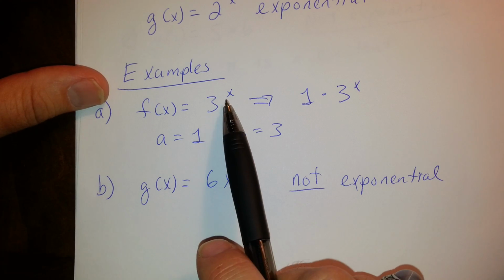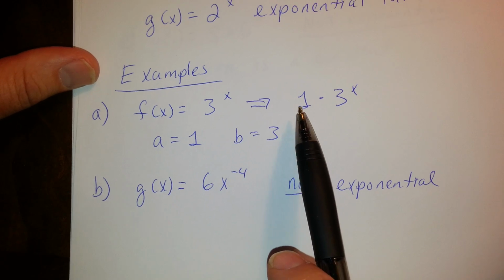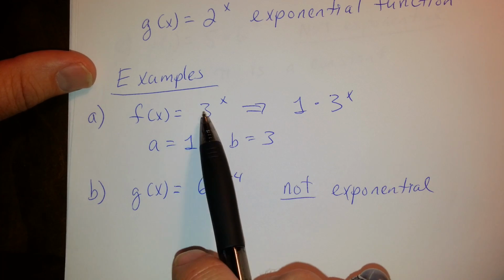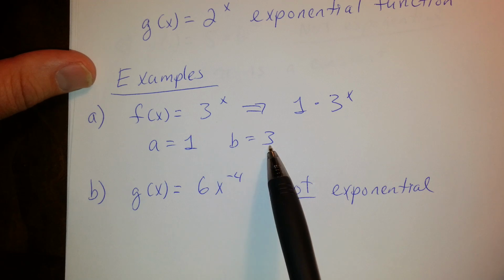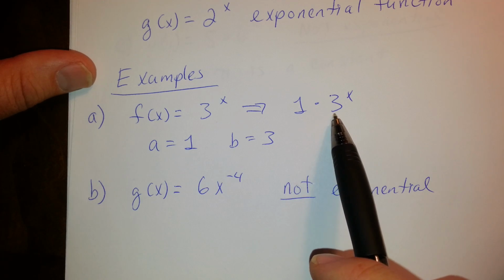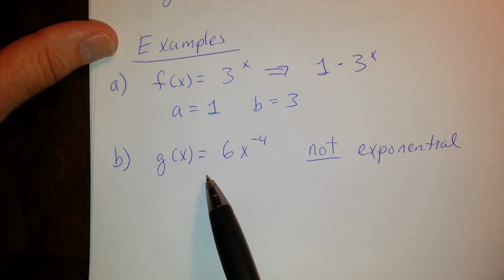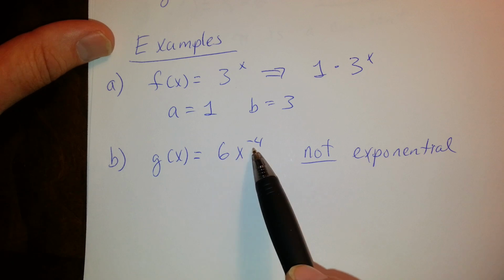f of x equals 3 to the x. This is the same thing where a, my initial value, basically, I don't see one here, so it's basically 1 times 3 to the x. A is 1 and your base is 3. 3 is the base.